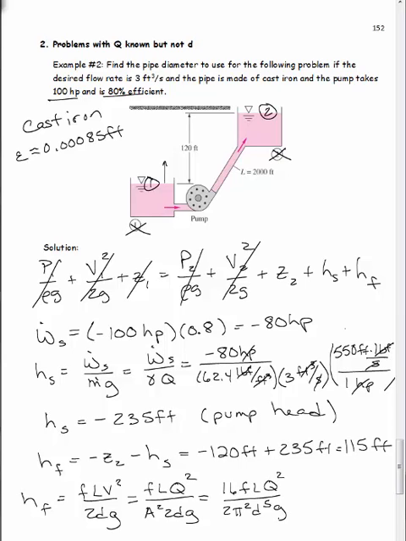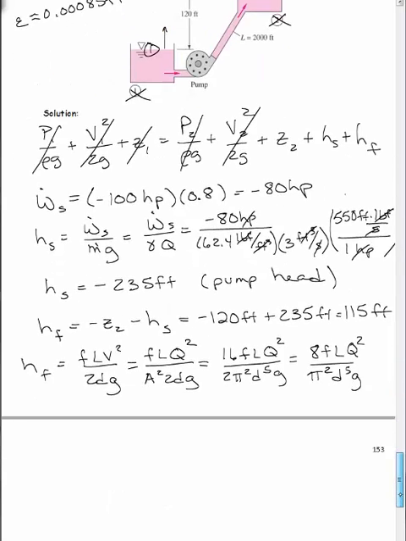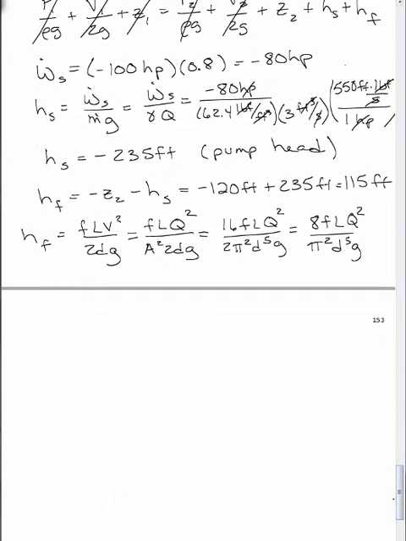In that A squared you've got a D squared squared, which is D to the 4th, and then you multiply it by this D to get that. Simplifying that a little, 8FLQ squared over pi squared D to the 5th G. All right. Whew. And we are trying to find D.